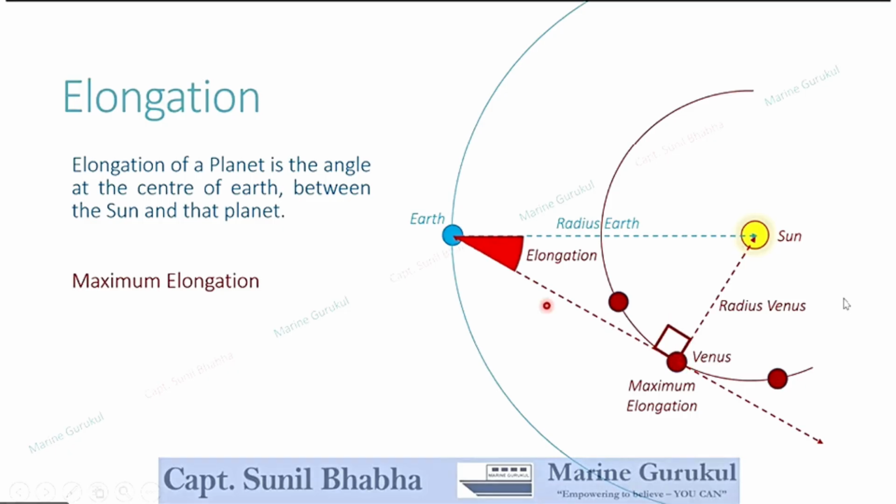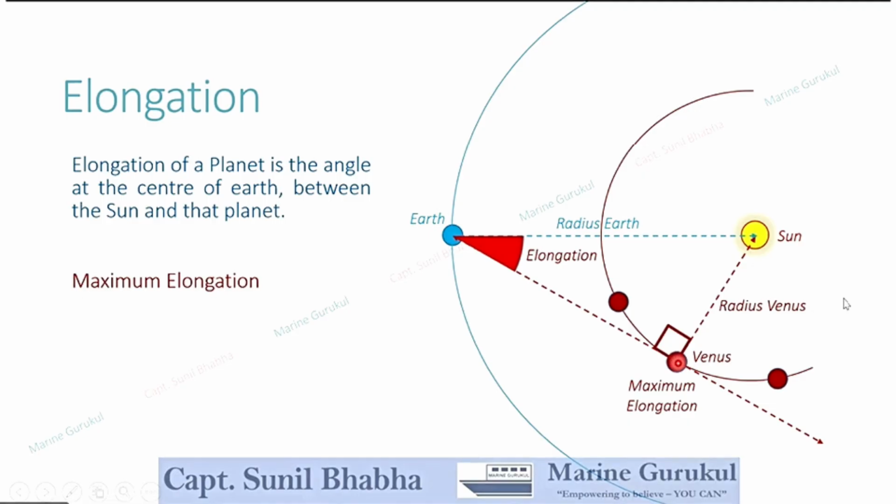So this is the point of maximum elongation of Venus, and we know at the point of maximum elongation, the angle made at point Venus between the Sun and the Earth would be 90 degrees. Now, this particular diagram is used in solving some of the questions. So you should be clear about the concept of maximum elongation and what is this angle which is made at the planet at the time of maximum elongation.